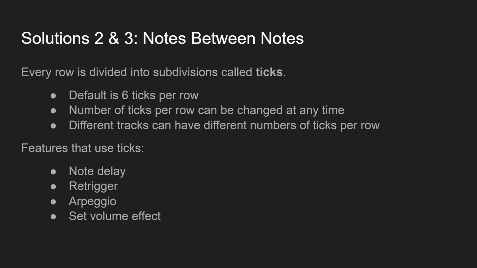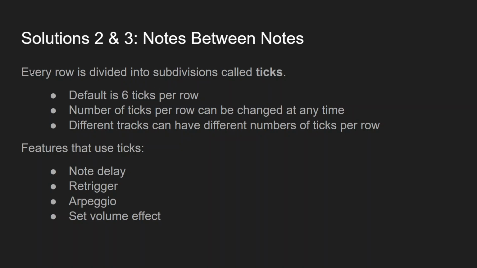So the other 2 solutions, if we don't change our grid, then how do we have some kind of concept of placing notes in between notes? I've called it in between notes. In between rows would be more accurate. So in the tracker paradigm, there's an extra concept that we haven't gotten into yet. I may have mentioned it last time, just in passing.